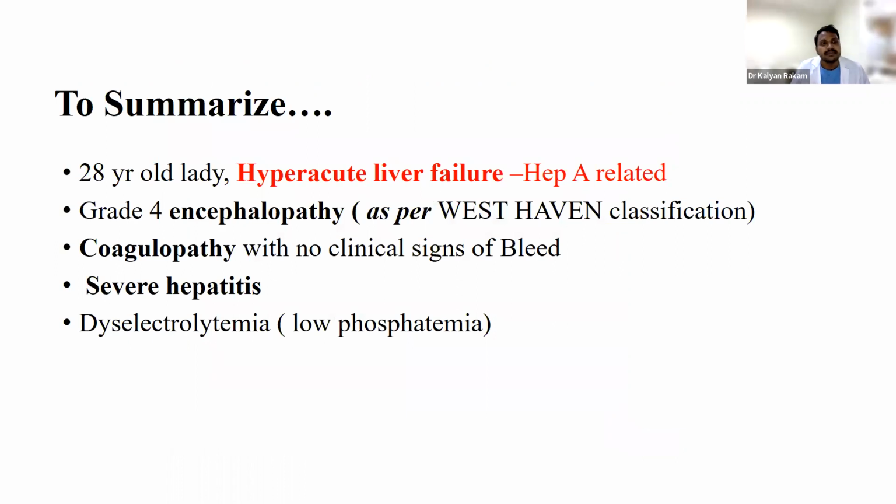To summarize, here it's a 28-year-old lady with hyperacute liver failure, hepatitis A related, and she is having grade 4 encephalopathy as per the West Haven classification that we have just now seen. Coagulopathy, yes, her INR is deranged, but there are no clinical signs of bleeding, and it's a severe hepatitis, and she has dyselectrolytemia, that is low phosphatemia.